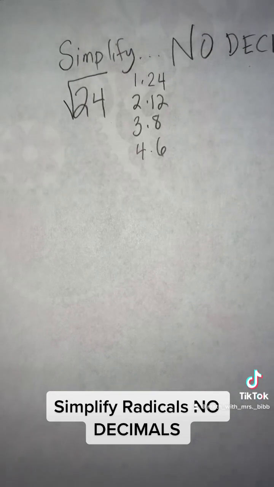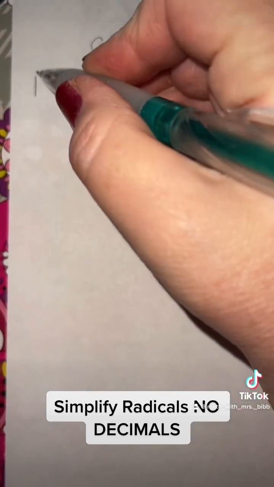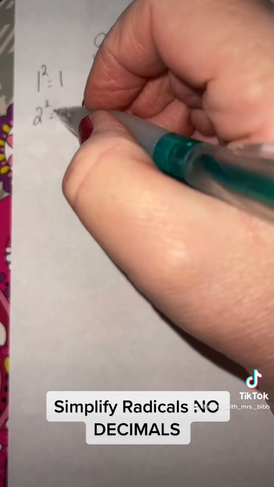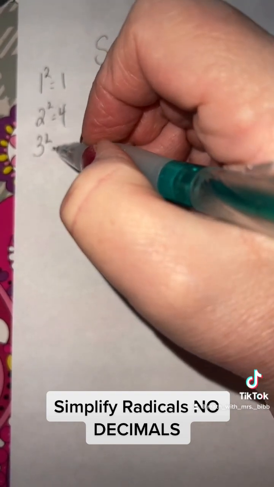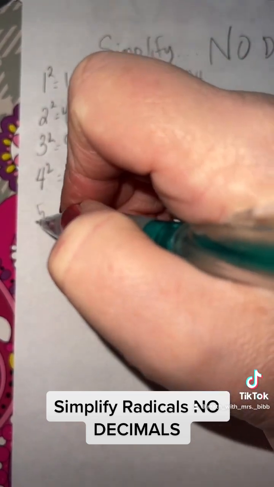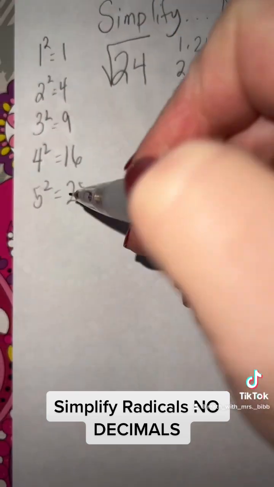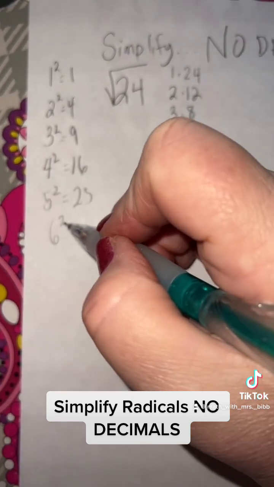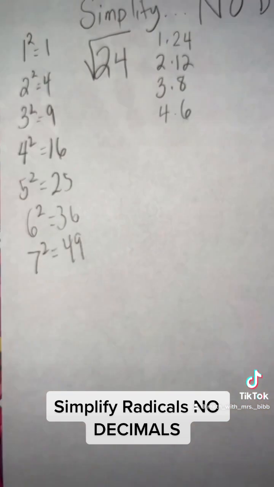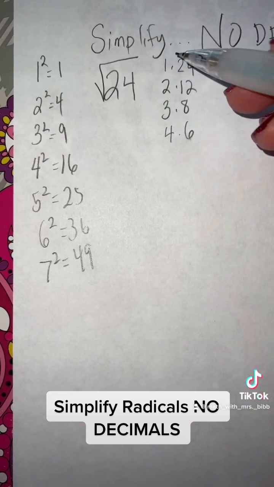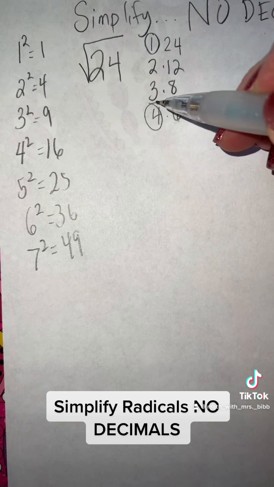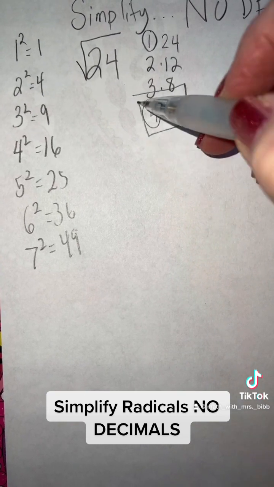And then I tell them to think about the list of perfect squares. If they need to, they could write this on their paper. Think about these perfect squares: 4 times 4, 5 times 5, 6 times 6, so on and so forth. And find perfect squares in this list. 1 is a perfect square, and 4 is a perfect square. Then choose the largest perfect square.